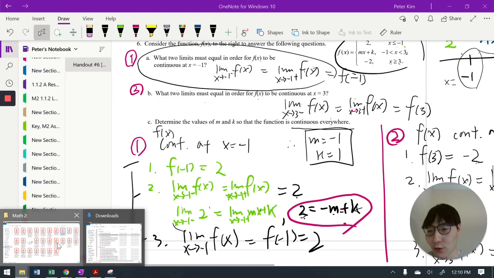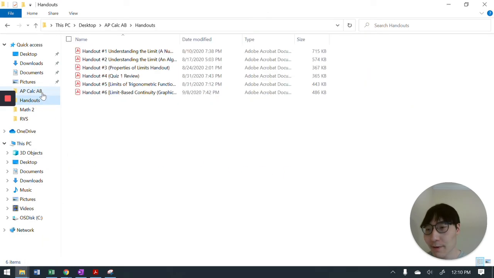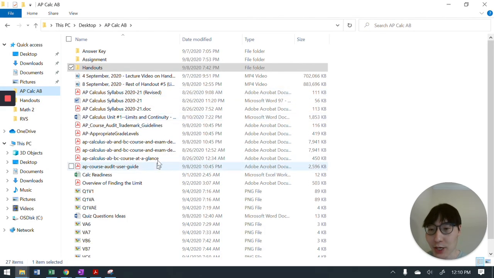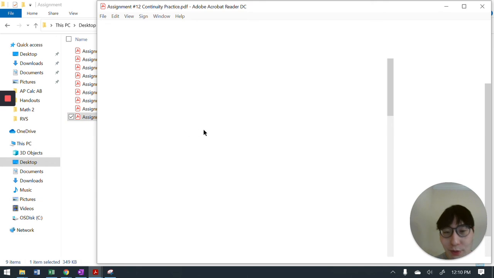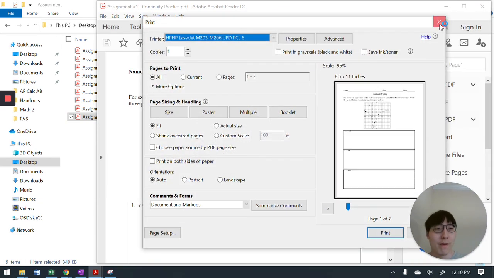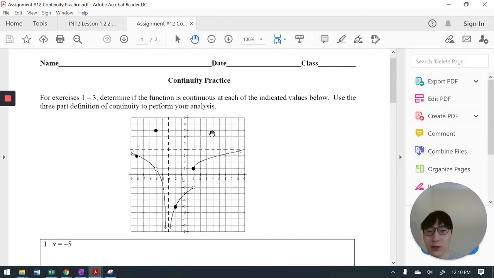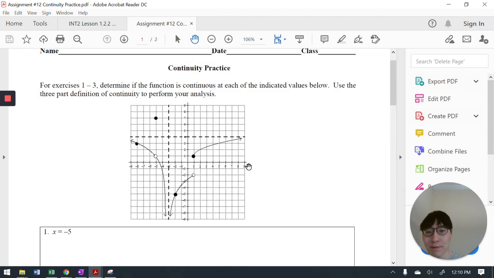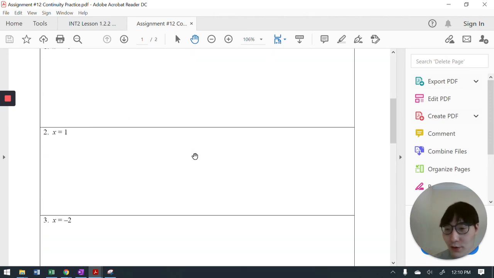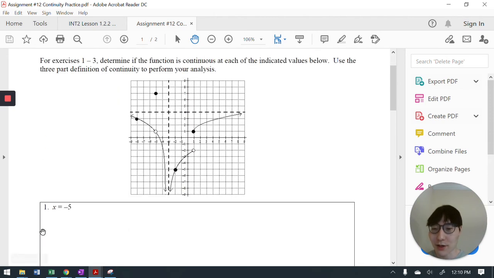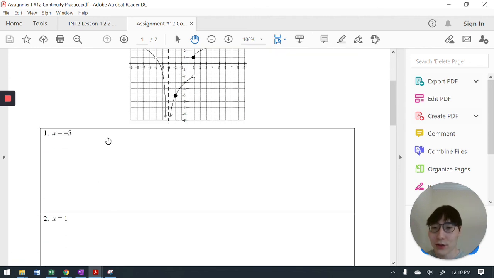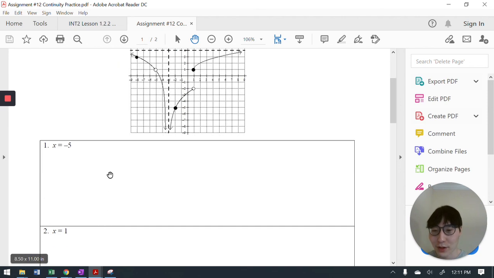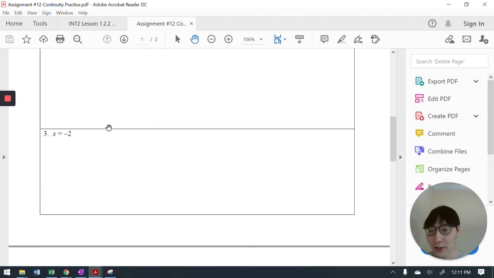And your homework, which I'm assigning right now, is going to be this guy, the continuity practice. It's not too long. It's due tomorrow at 11 p.m. So the first part, 1 through 3, is basically: is this function continuous at x equals negative 5? Use the three-part definition to tell us if that's the case.